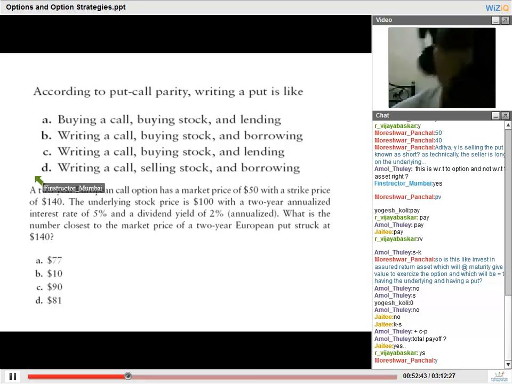So tell me, according to the put call parity, writing a put is like A, B, C or D. Take a second to think about it, and then I'll tell you how to solve these types of questions.